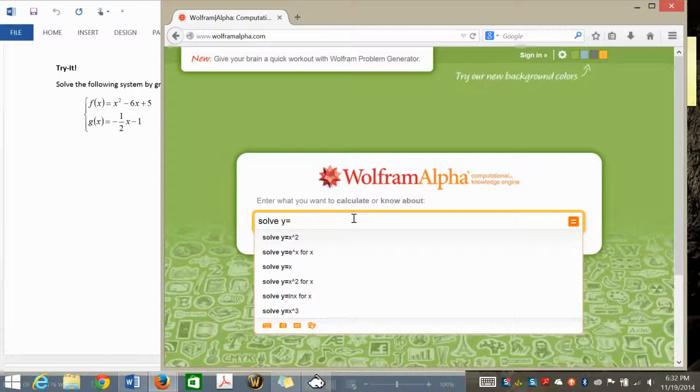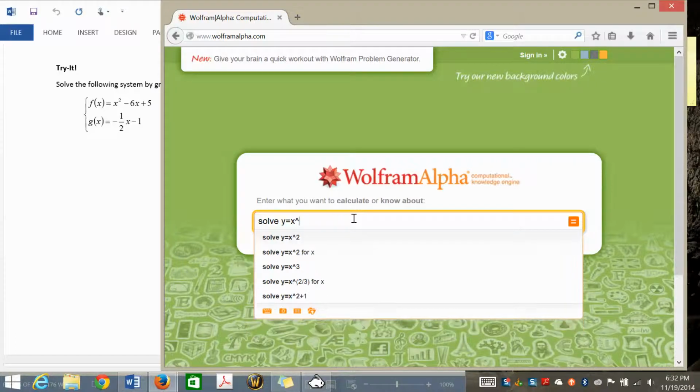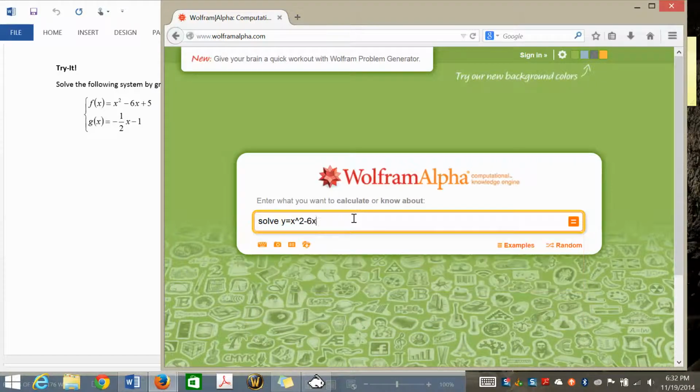So I'm going to tell Wolfram Alpha that I want to solve y equals x squared minus 6x plus 5 and y equals negative 0.5x minus 1. Using the decimal form instead of the fractions just simplifies the notation a little bit so there's no confusion. And using the y's instead of f of x and g of x, it just seems to take a little bit less processing time.